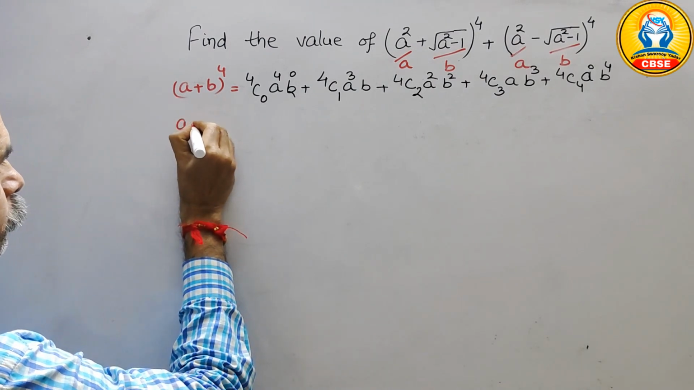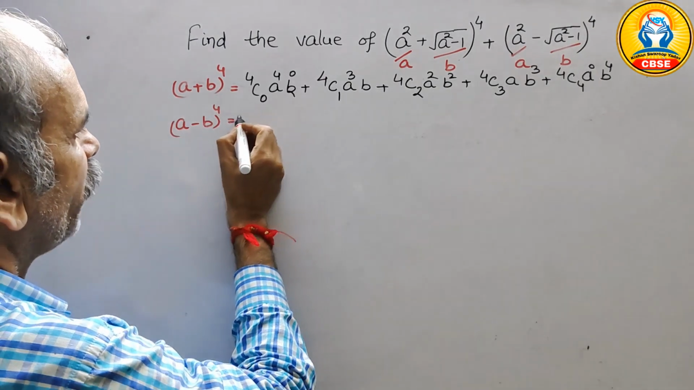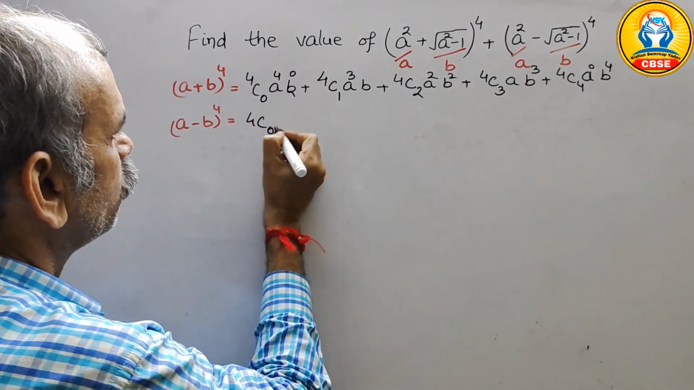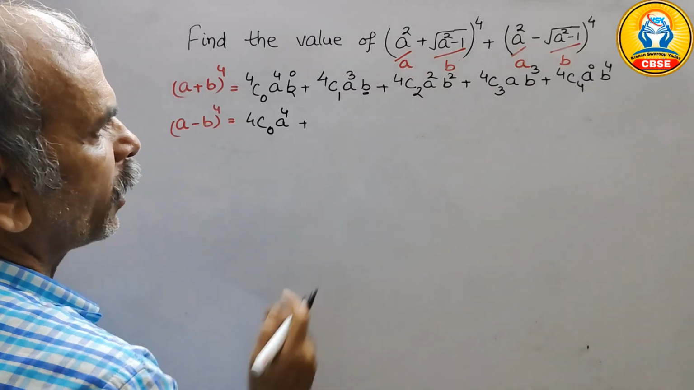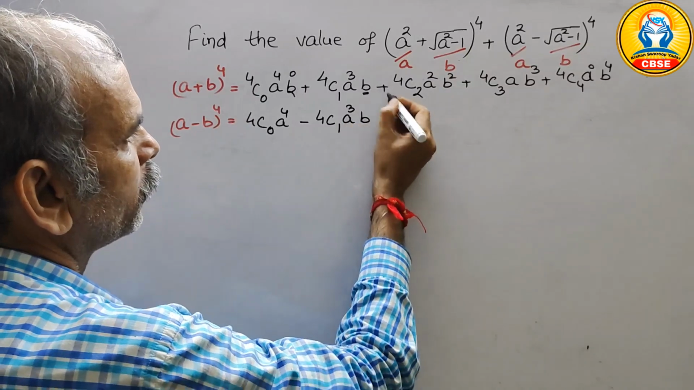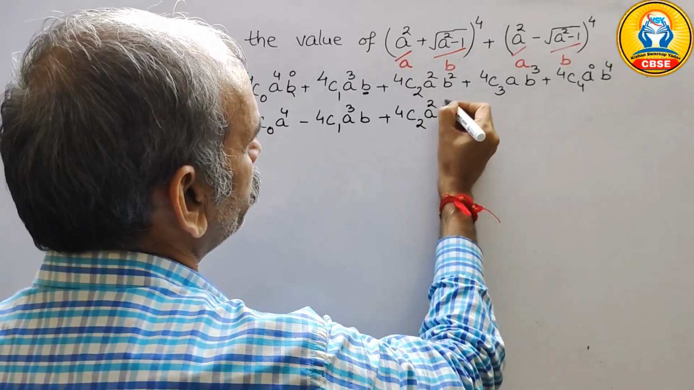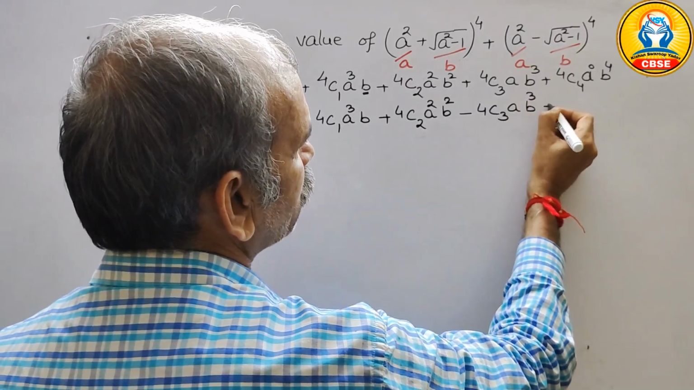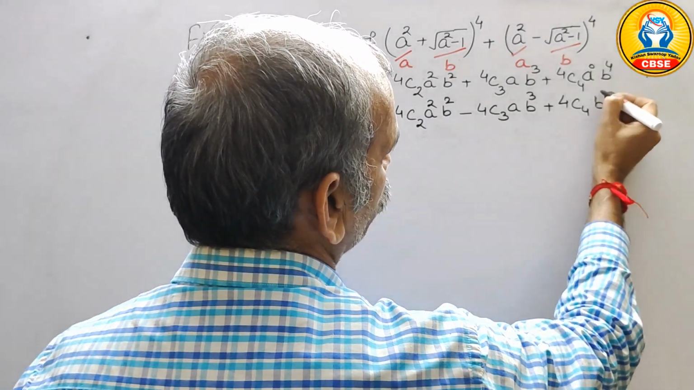(A minus b) to the power of 4 is what? Wherever b is odd, that is negative. Simple. So here it is even, we will get 4c0 a to the power of 4 and this will become 1, plus. Here it is odd, so this will become minus 4c1 a cube b. This will become plus 4c2 a square b square, as even is there. This will become minus 4c3 a b cube. And this will become plus 4c4, a to the power of 0 is 1, so here we will get b to the power of 4.